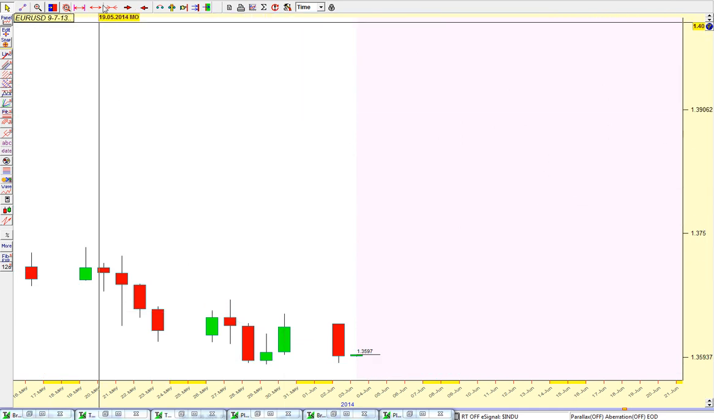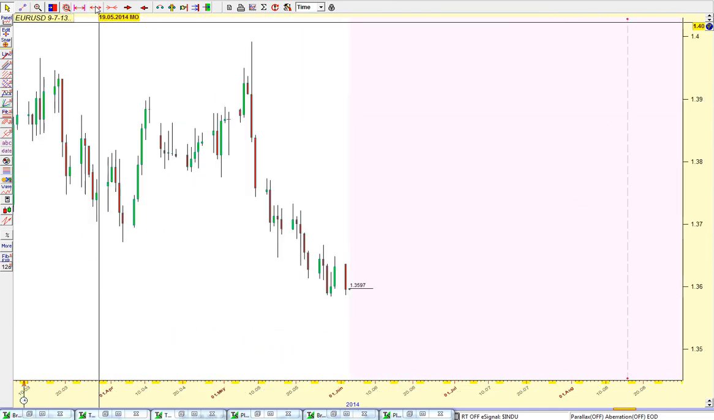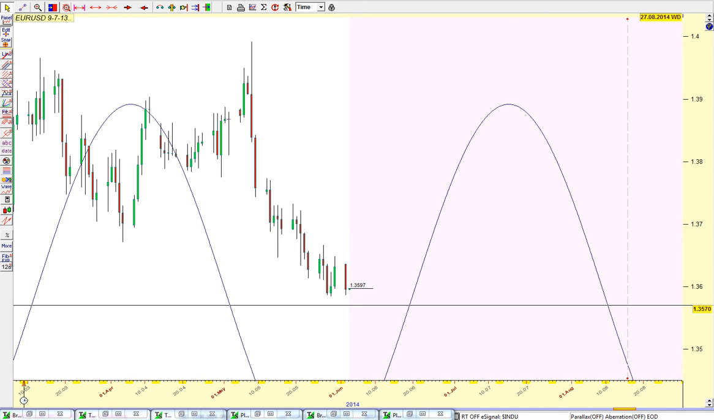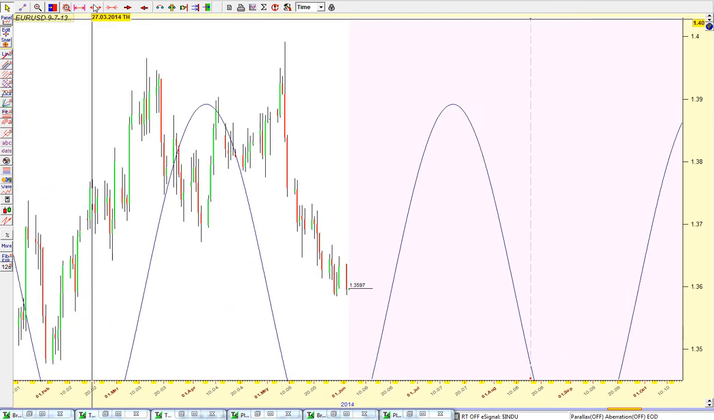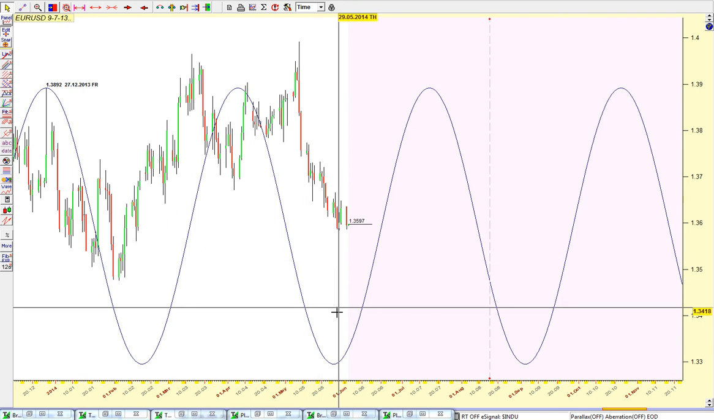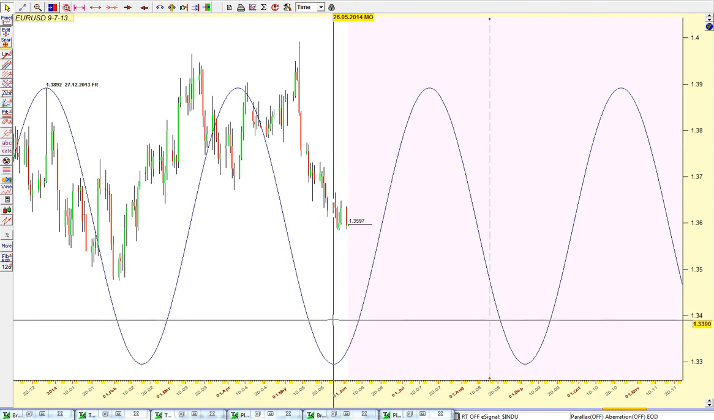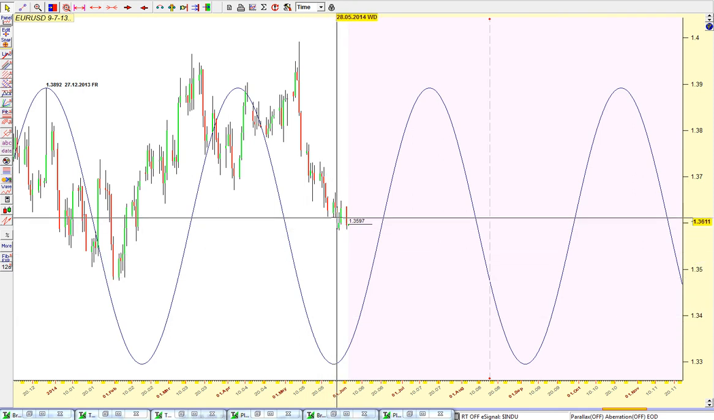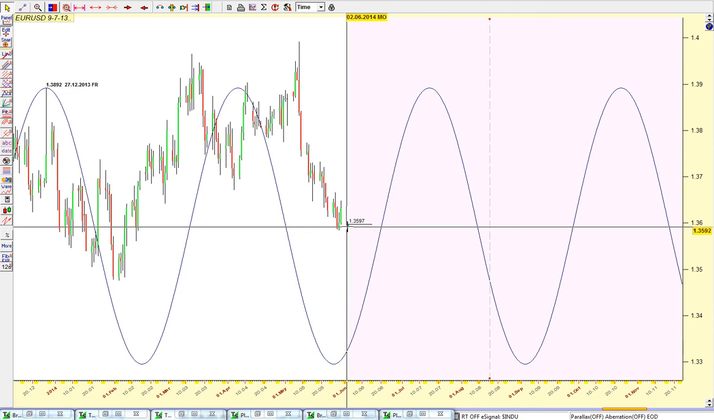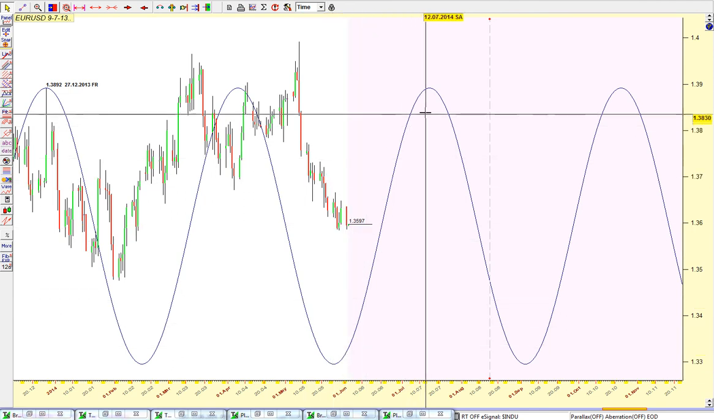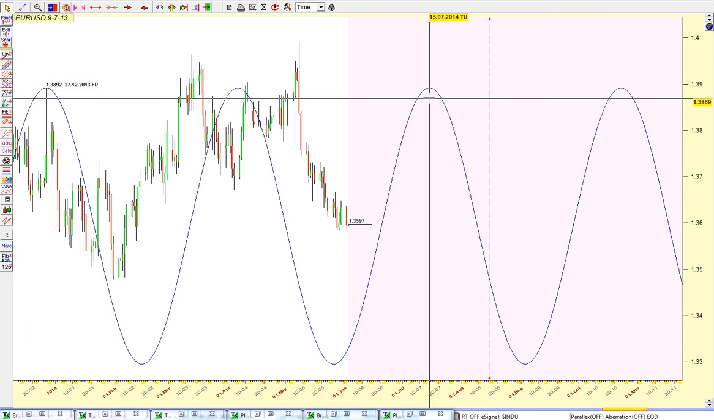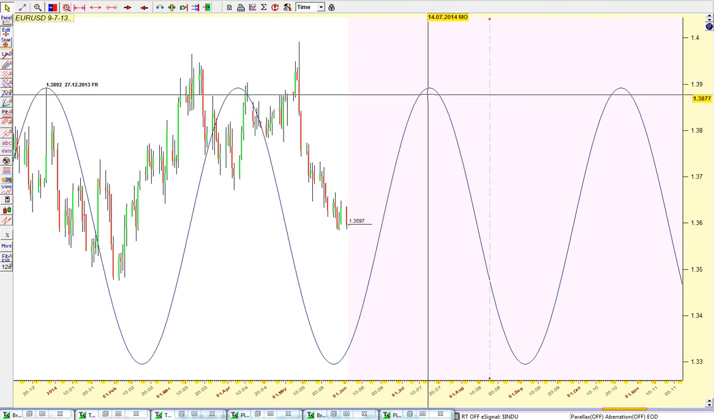If we minimize this a little bit and use our harmonic wave, you can see that in my last video it was coming in the 26th, came in early, and the euro just kept dancing around here, and now it's pushing higher. The cycles start topping out on what looks like maybe the first or the second week of July.